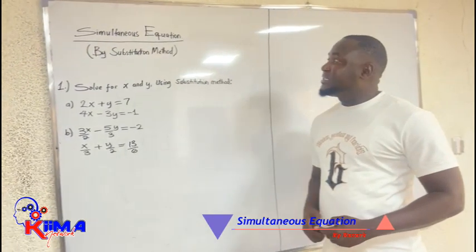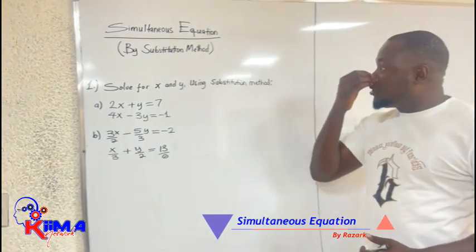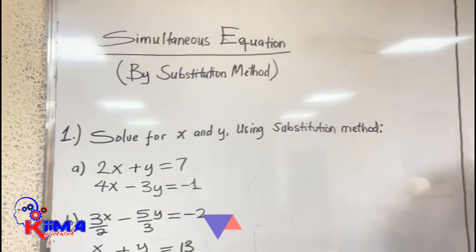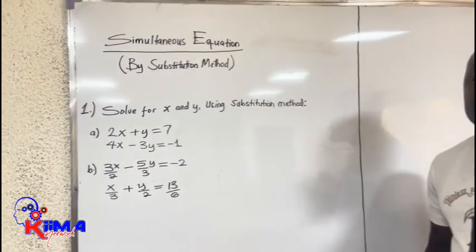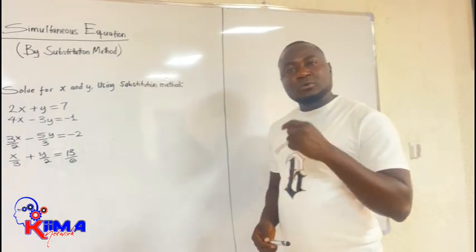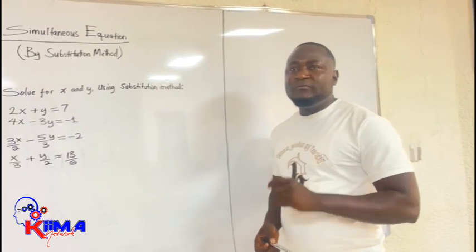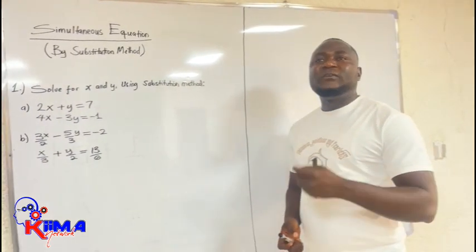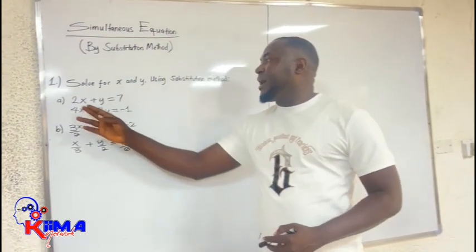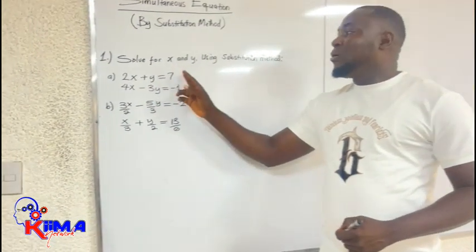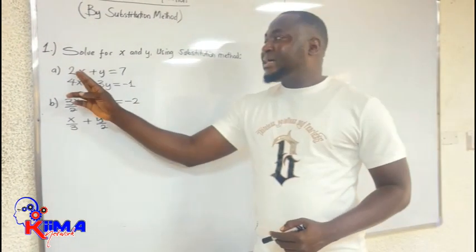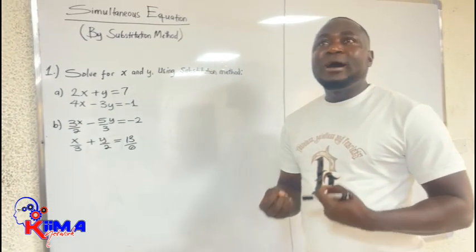For today's presentation, we'll be dealing with simultaneous equations by the substitution method. But first, what is a simultaneous equation? Simultaneous equations are a set of equations containing multiple unknown variables that can be solved to find the values of those variables. For example, we have 2x plus y equals 7, 4x minus 3y equals -1. The x and the y are the unknown variables.